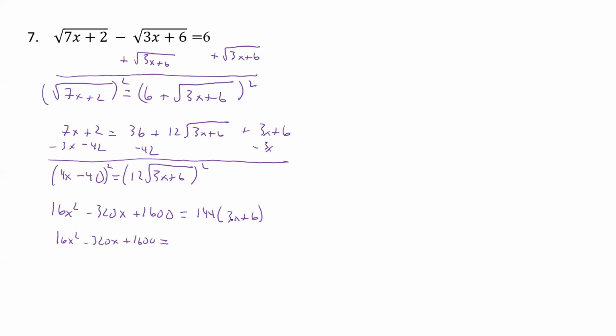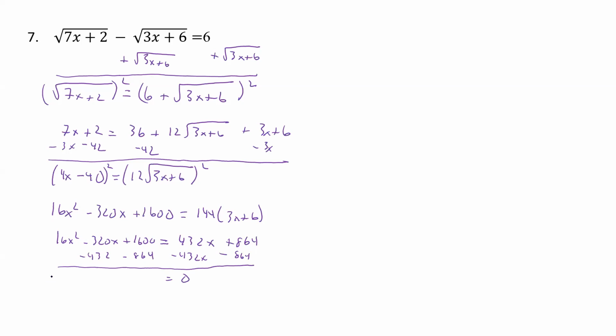And now 144 times 3 is going to be 432x. And then doubling that, that's going to give us 864. So that's going to be plus 864. Now we're going to get all on the left side. So minus 432 minus 864. So we get all that equal to 0.